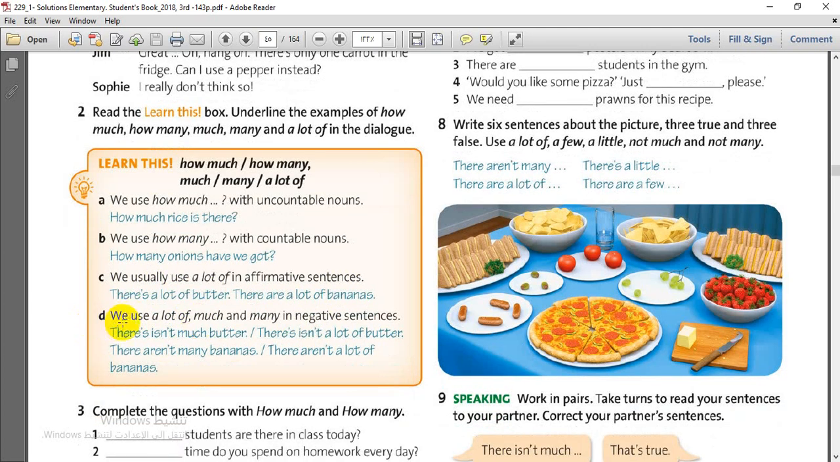Number D, we use a lot of, much and many in negative sentences. In negative sentences, في الجمل المنفية. There isn't much butter. There isn't a lot of butter. There aren't many bananas. There aren't a lot of bananas. So we use a lot of, much and many in negative sentences.